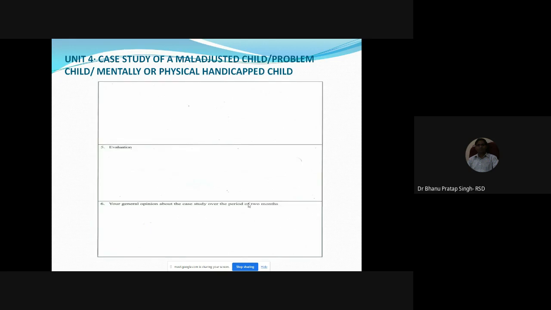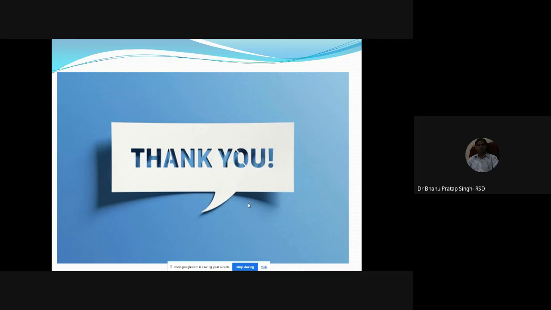Next, evaluation. You have to write whatever change you have observed, whether by using your recommendations there is a positive improvement in the child outcomes. Those outcomes may be in the form of learning, in the form of their various activities, and write the general opinion about your case study, whatever you have taken for 2 months. So this is the case study, unit 4.